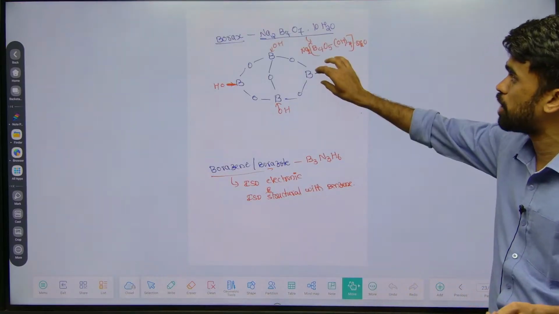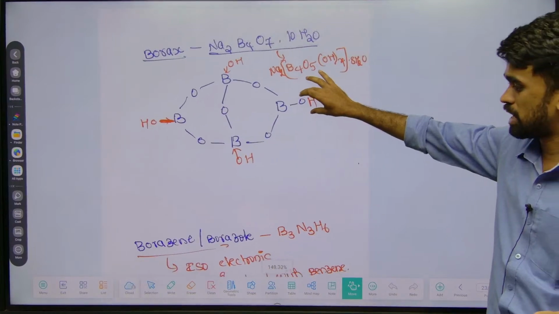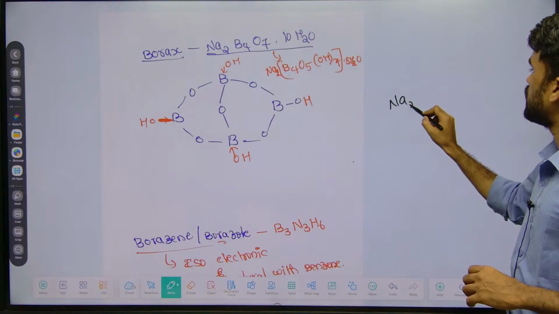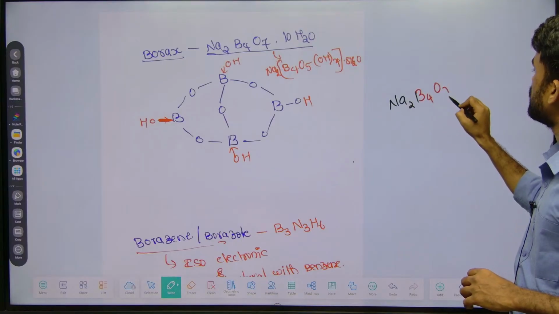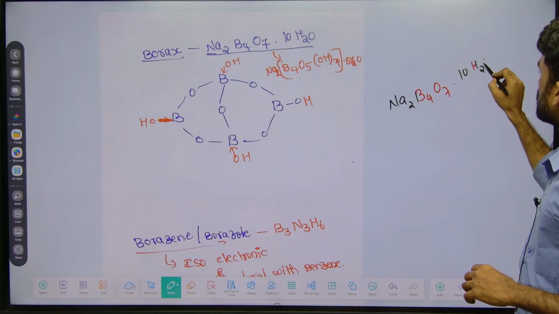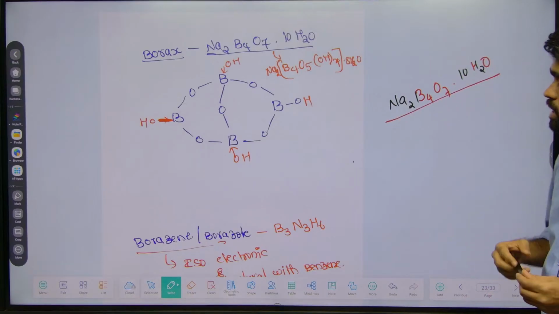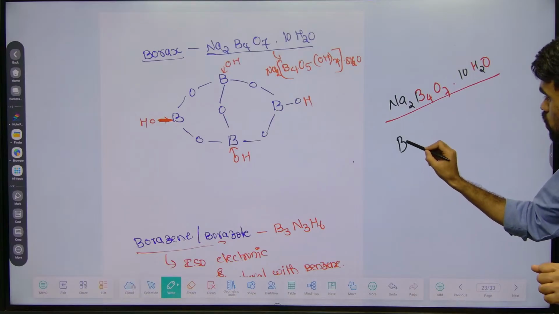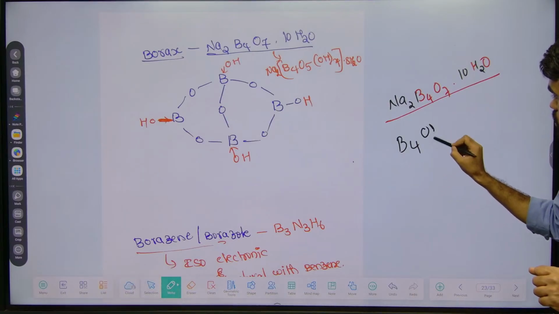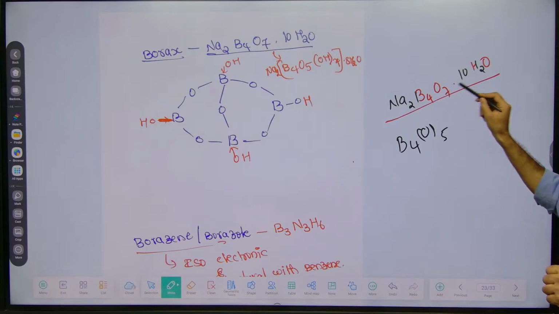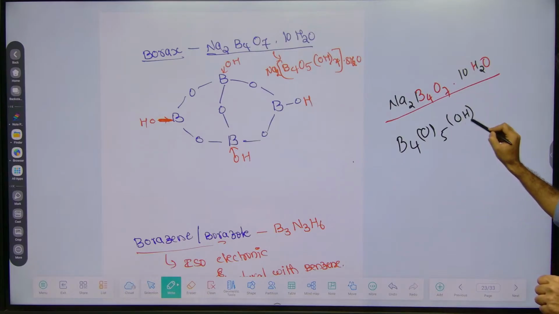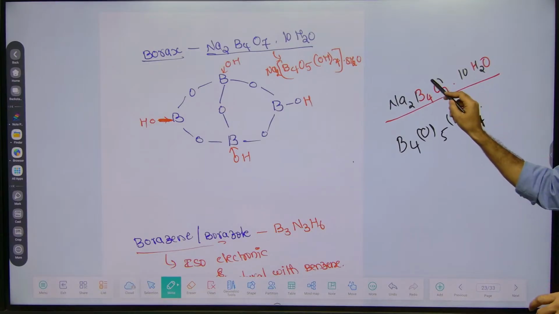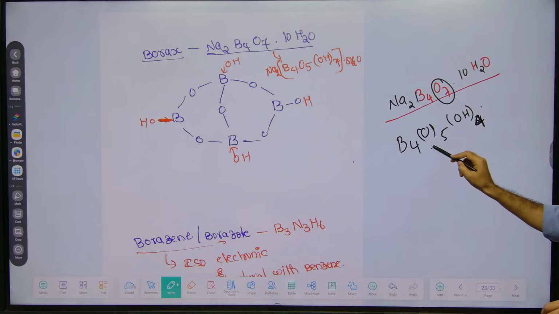First compound is borax. What is that first compound? Borax. What is the formula of borax? Na2B4O7.10H2O. This is the formula of borax. When you are writing the structure, you should write it as B4O5, then next, make it as OH 4 times. How many times? 4 times. How you are making OH 4 times? How many oxygens are there here? I am taking 5 here.